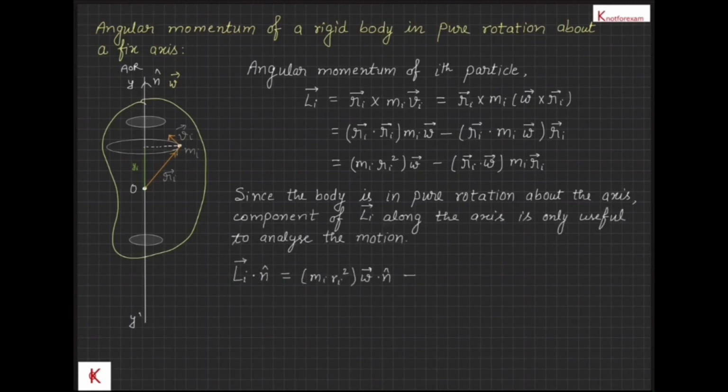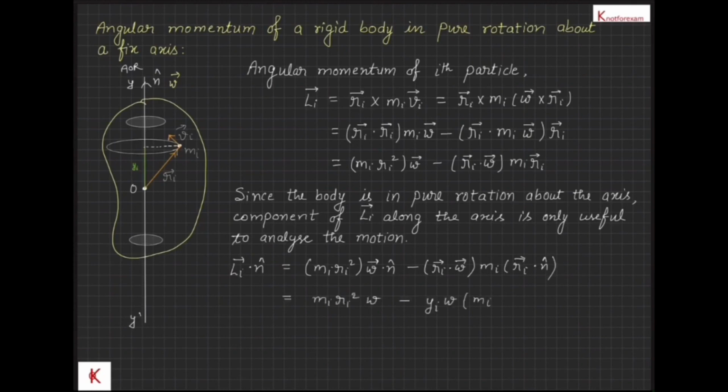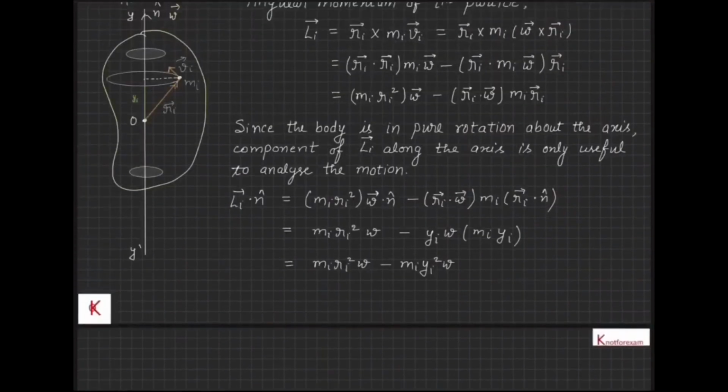Now the component of Li vector along the axis will be Li vector dot n cap, which is equal to Mi Ri square into omega vector dot n cap minus (Ri vector dot omega vector) into Mi into (Ri vector dot n cap). Here Ri vector dot n cap will be equal to Yi along the axis. That will be equal to Mi Ri square into omega minus Yi into omega into Mi into Yi, that will be equal to Mi Ri square omega minus Mi Yi square omega.